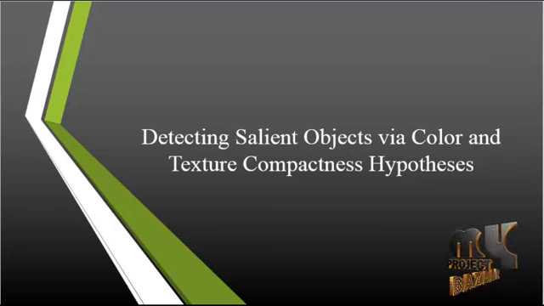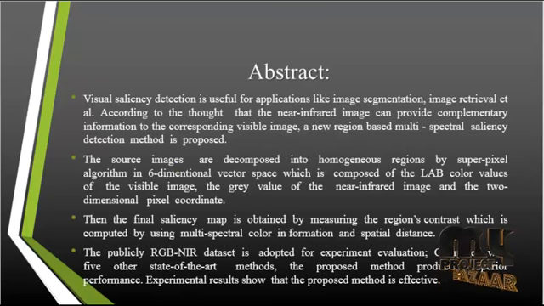Now we discuss the product, detecting salient objects via color and texture compactness hypothesis. Now we discuss the abstract for the process. In recent years, object level saliency detection has attracted much attention due to its usefulness in many high-level tasks. Existing methods are mostly based on the contrast hypothesis, which regards the regions with high contrast in a certain context as salient objects.